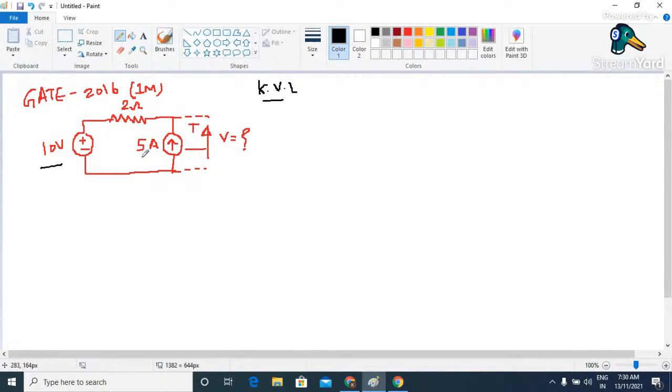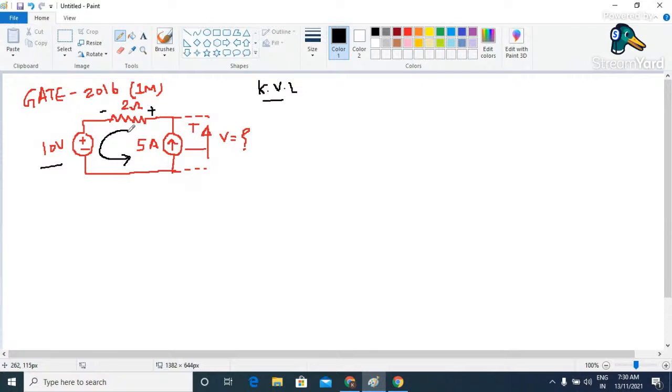And here this current source is capable of delivering 5 ampere of current. That means this 5 ampere is going to be the current flowing through the entire circuit, and that too in anti-clockwise direction. So we need to take the value of current flowing through the circuit as 5 ampere in anti-clockwise direction. The moment we take this current in anti-clockwise direction, here we have a positive sign and here we need to have a negative sign.